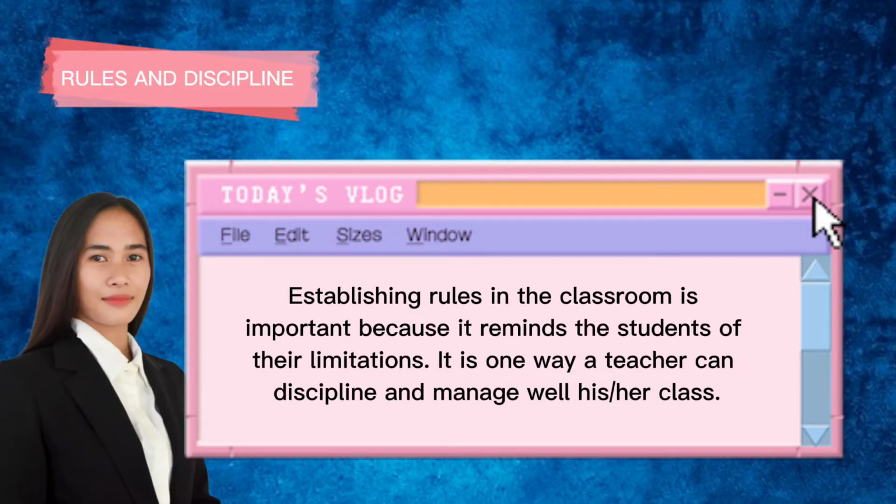Based on the interview we have conducted, establishing rules in the classroom is important because it reminds the students of their limitations. It is one way a teacher can discipline and manage well his or her class. Classroom rules are set to teach the students the proper and safe way to behave and act within the classroom.